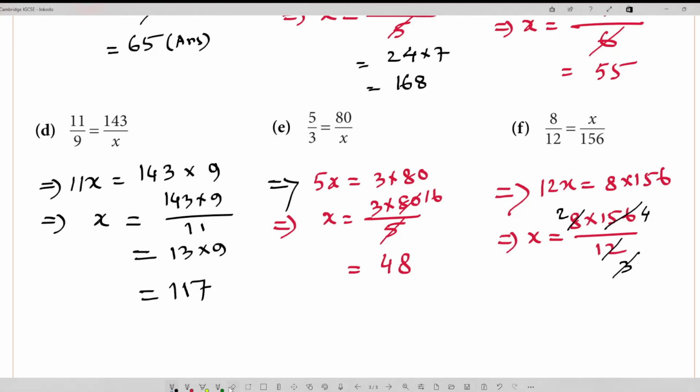It should be 5. 5 times 3 is 15 and 3 times 2 is 6, so 52. So what is the value? 2 times 2 is 4 and 2 times 5 is 10, so 104.